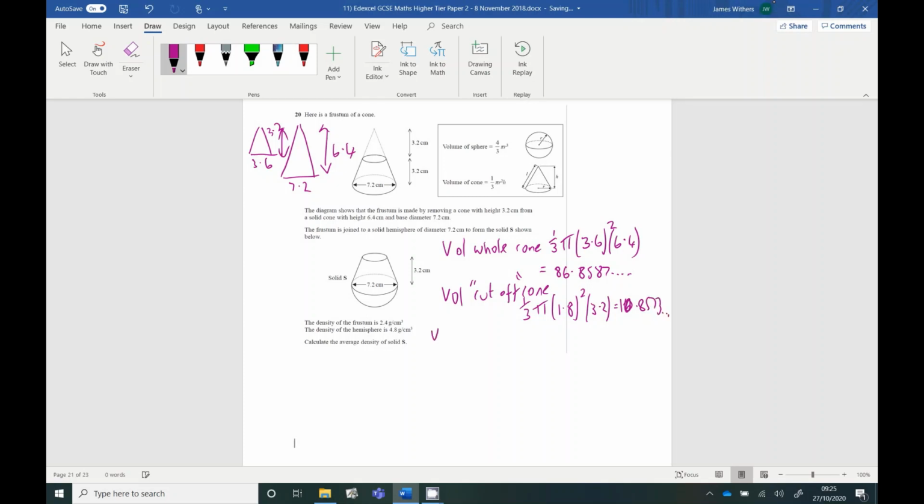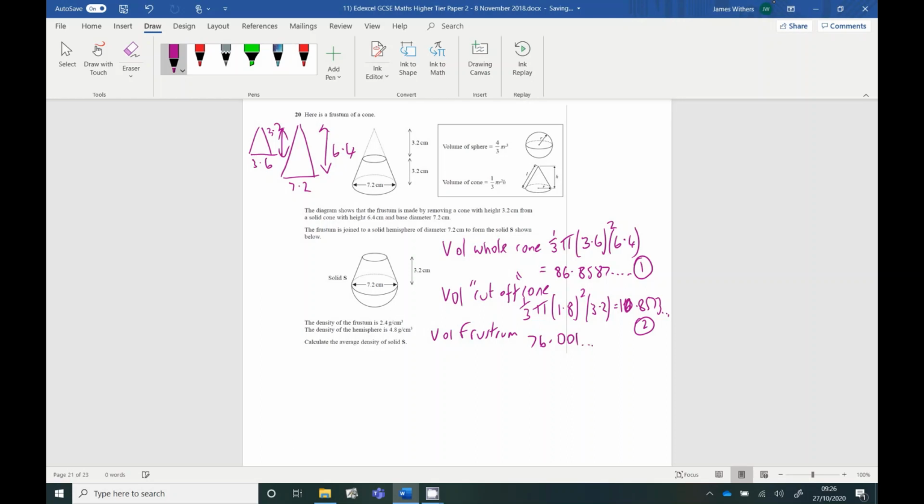So the volume of the frustum is obviously 1 take away 2, the 86 take away the 10, which is 76.001. Okay, so let's move on.